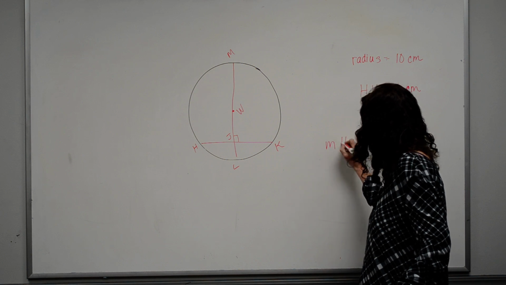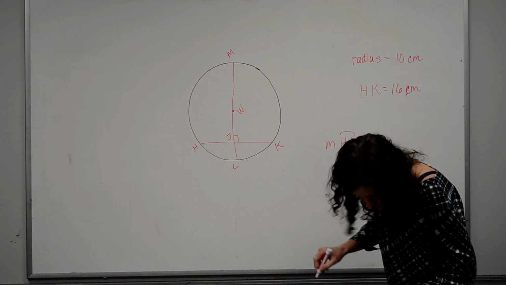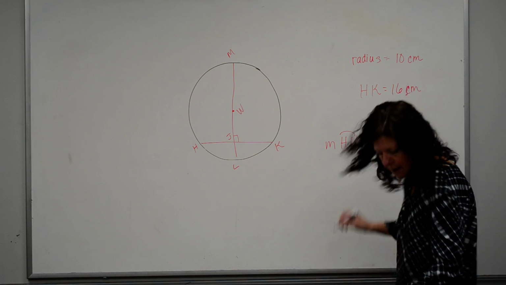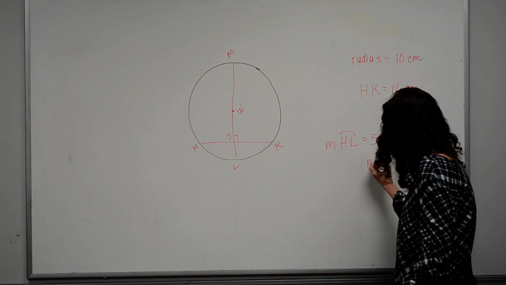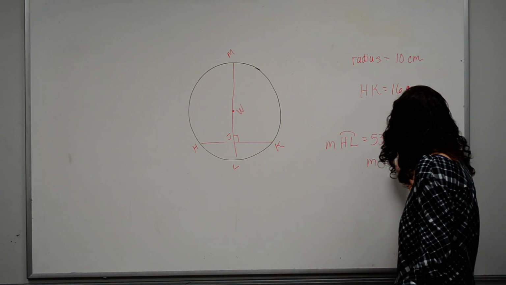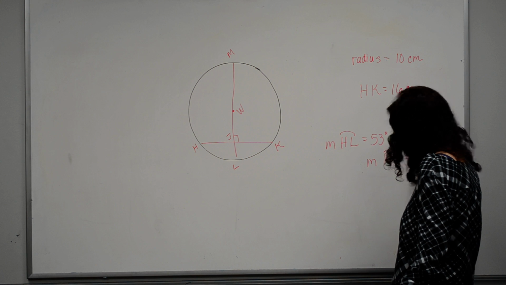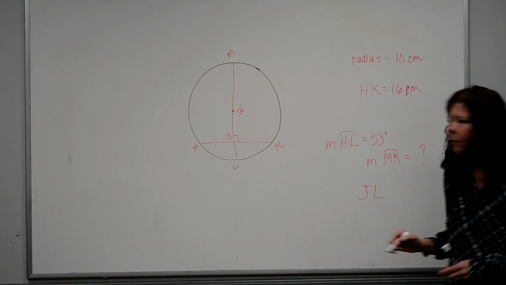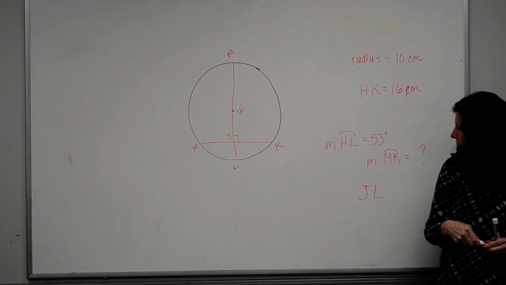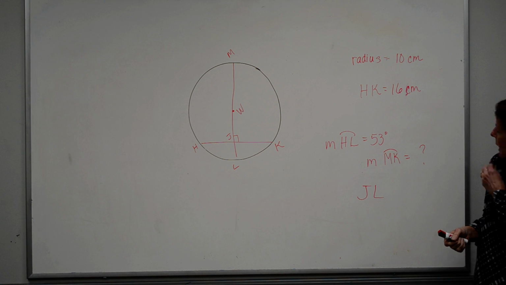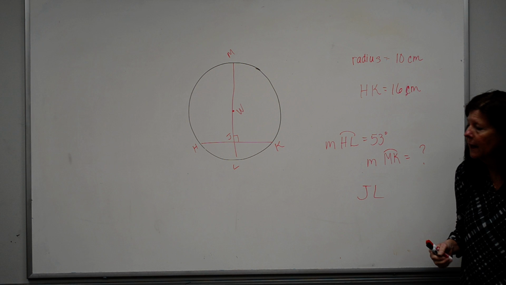The measurement of HL is 53 degrees. I want to know the measurement of MK. And I want to know JL. Okay, so those are two things that you're doing from this. I know the measurement of HL, and I want to know the measurement of MK. Now be careful on that.